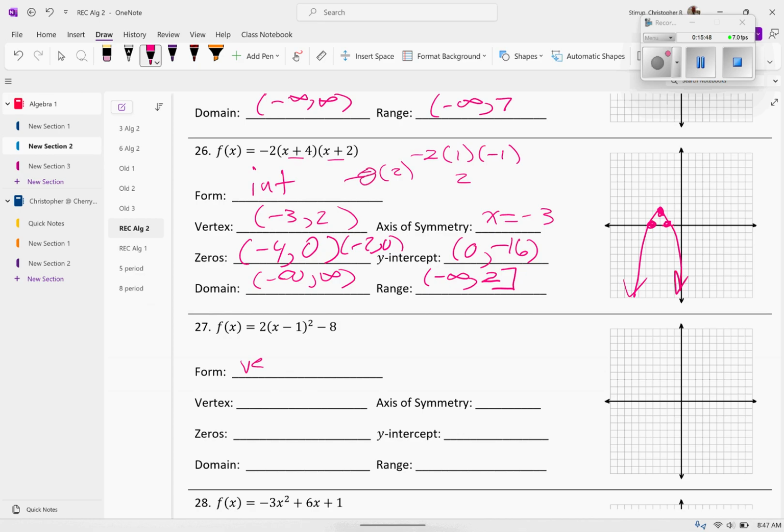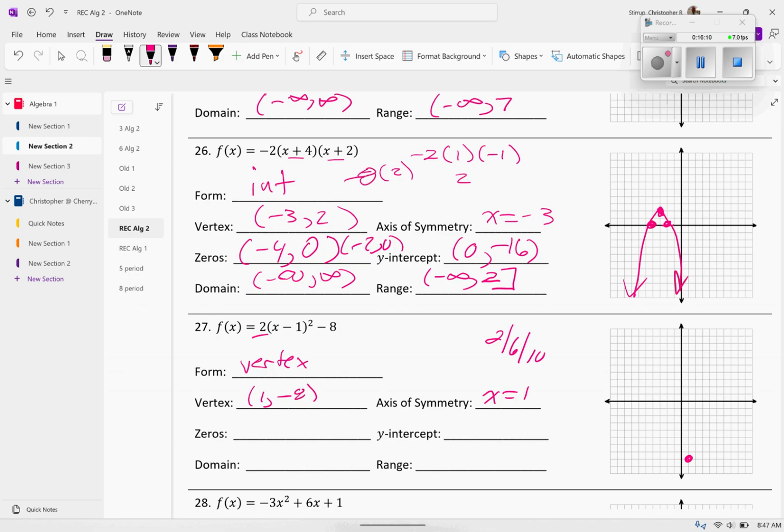This is in vertex form. So our vertex is going to be at 1, negative 8. So 1, negative 8 is down here. 4, 5, 6, 7, 8. Our axis of symmetry is x equals 1. Our zeros, we don't know, let's pattern graph. So our pattern graph is going to be 2, 6, 10 because I have that 2 up front.